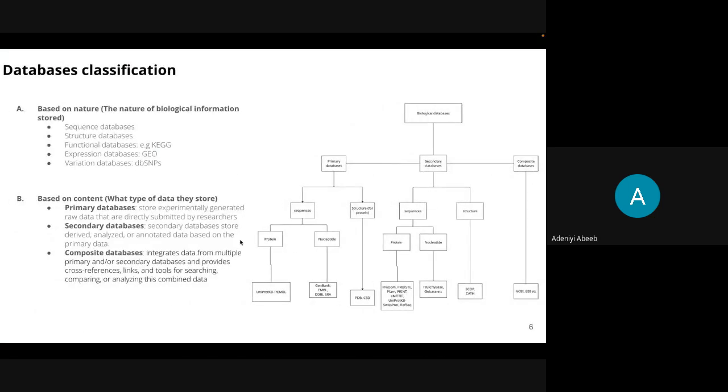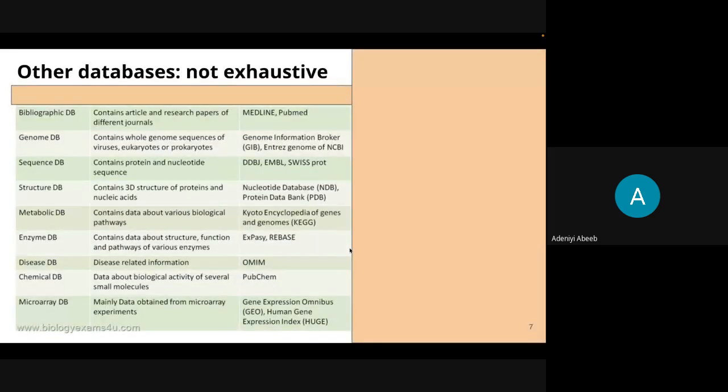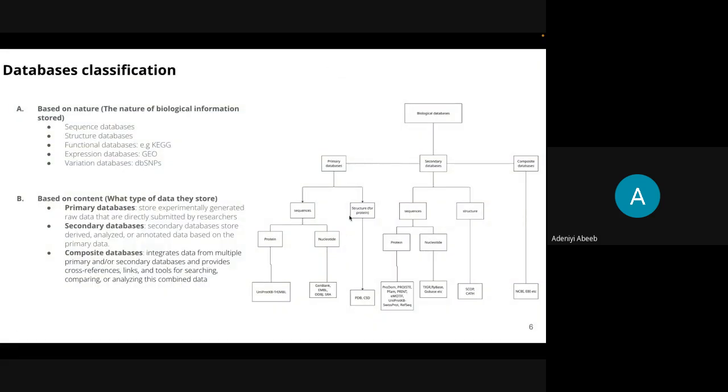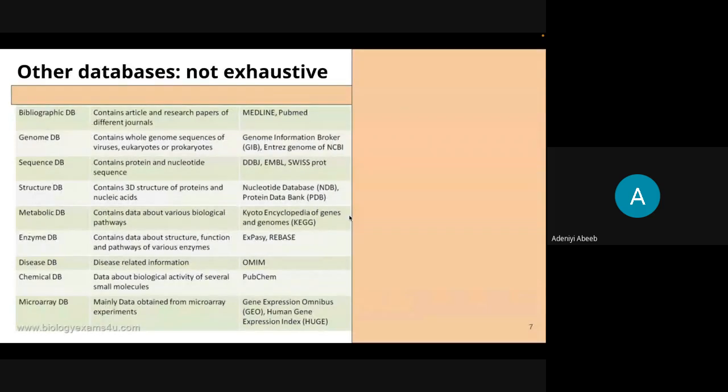For these, I just itemized the ones that are very popular. But we have others. In fact, we have databases that hold anything that has to do with literature or articles. One example is PubMed and another is Medline. These are the most popular.